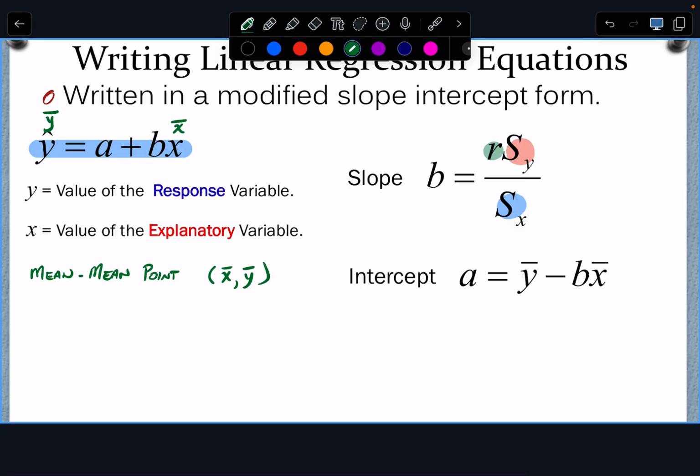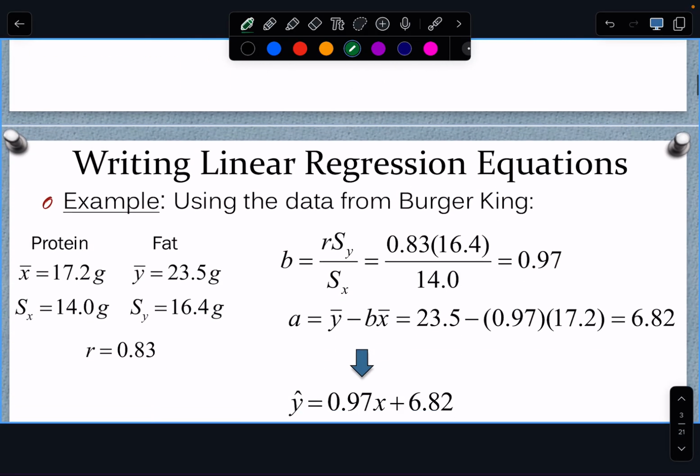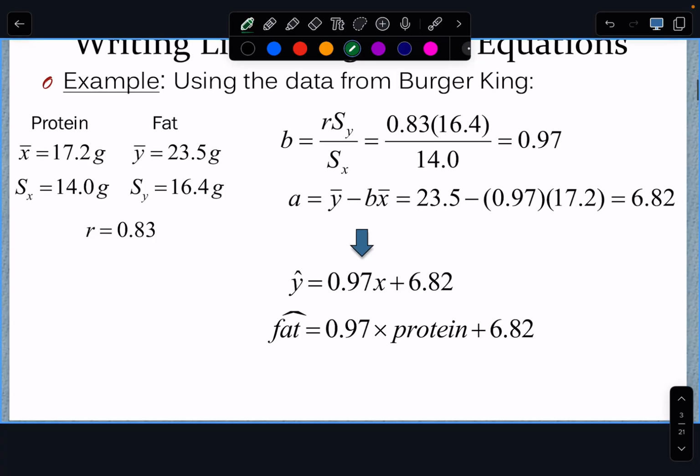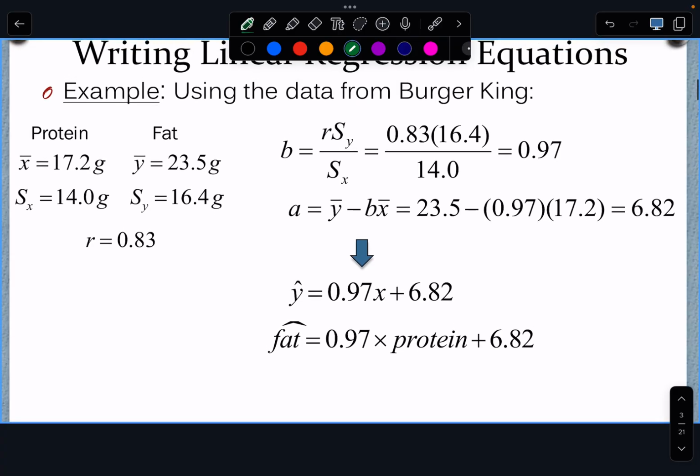Okay. So if we think back to our example from yesterday with the Burger King example. They were taking menu items. They measured the amount of protein and the amount of fat in each item. They used the amount of protein as their explanatory, the amount of fat as their response. And if you are given the summary statistics for the amount of protein and the amount of fat, that's what's happening over on the left side here. They're giving me the mean and standard deviation for the amount of protein, the mean and standard deviation for the amount of fat, and they gave us the correlation between the two values as well. So they just basically gave us the pieces we need. We just need to know how to put them all together.